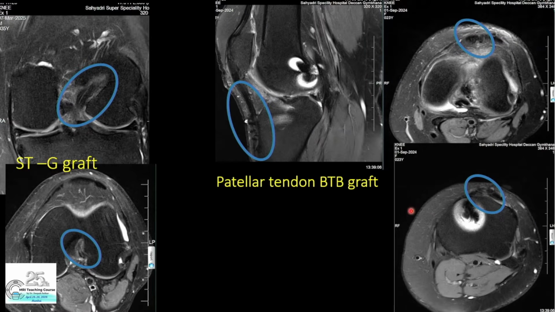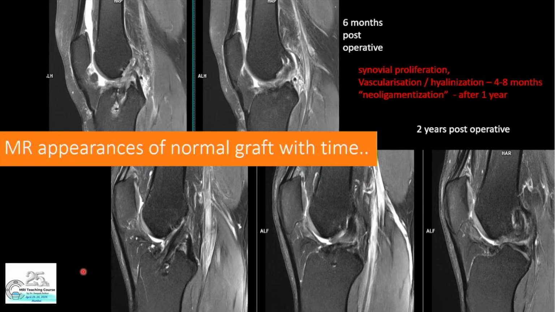Now if somebody does not tell you the history, is it possible to identify which type of graft has been used? The answer is yes. If you see susceptibility artifacts like this, or a defect in the central portion of the patellar tendon, then you know it is the BTB graft. And if you see a hyperintensity, sometimes fluid, within the 2 layers of the graft, then you know it is the semitendinosus gracilis or hamstring graft which has been used by the surgeon.